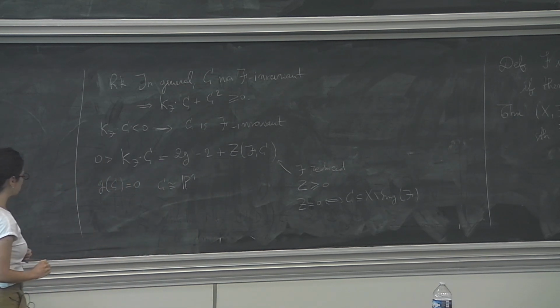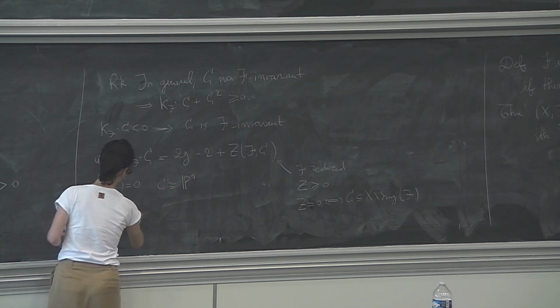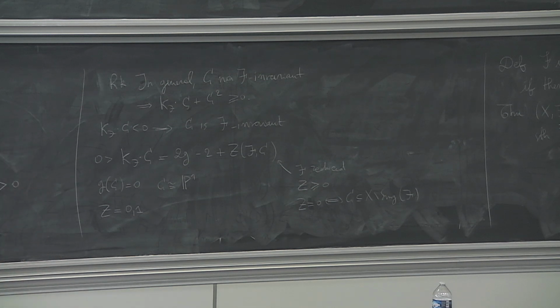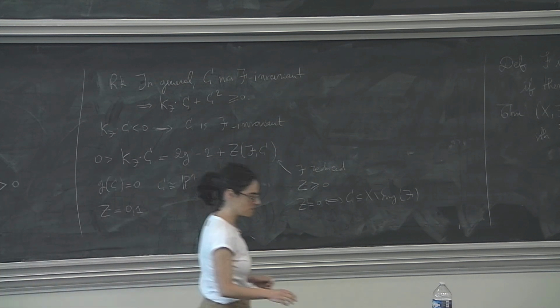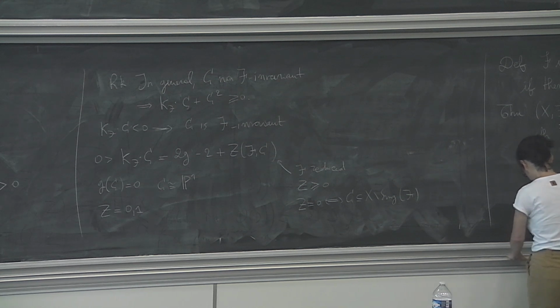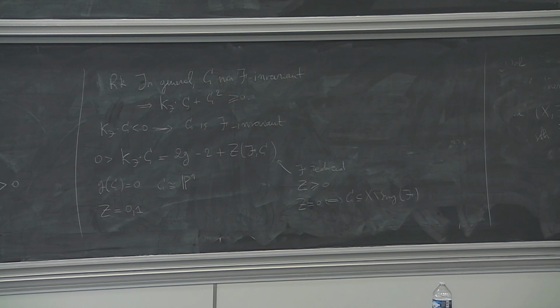And then Z can be 0 or 1. But again, can Z be 0? Can C be contained in the smooth locus for the foliation? What do you think?